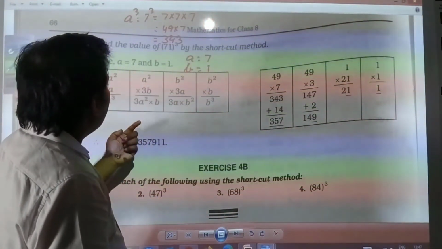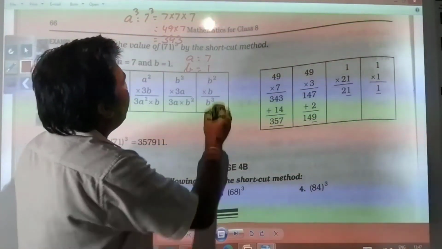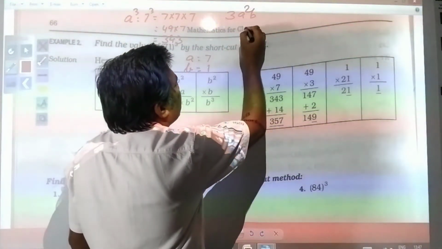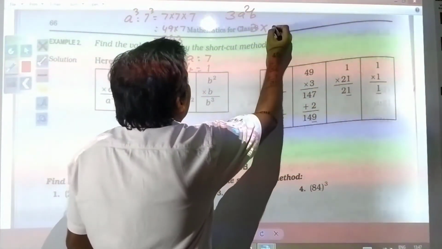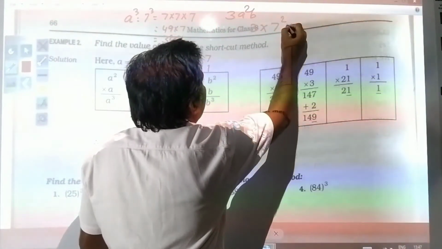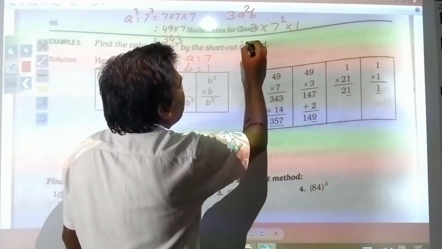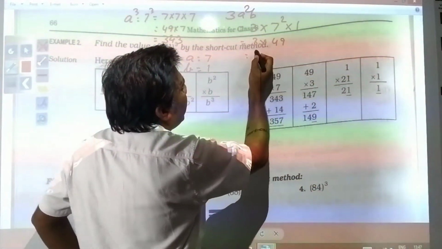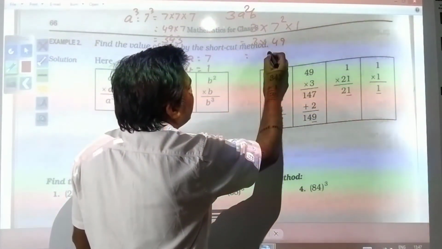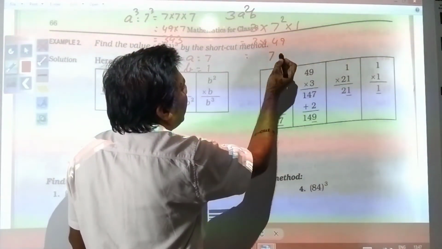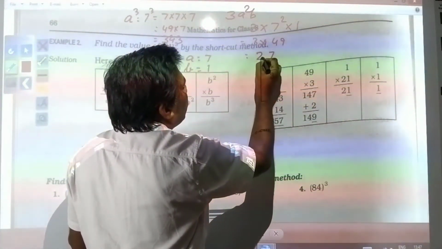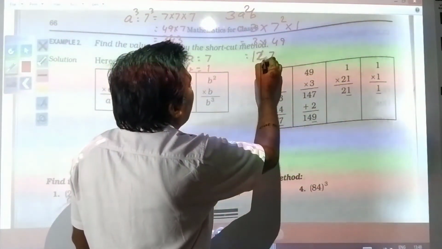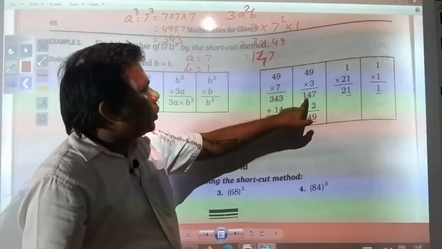Now next is 3a square b. It means 3 into a square, meaning 7 square, into b, meaning 1. It means 3 into 49 into 1, and finally you will get 3 nines are 27, 2 you have, 3 fours are 12 and 2, 12 and 2 will be 14, 147. So this you have got.